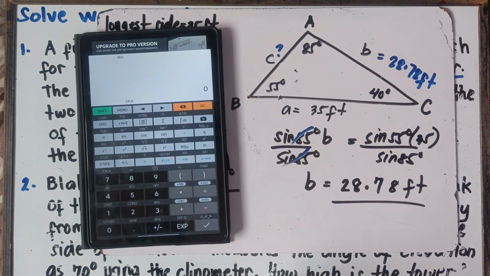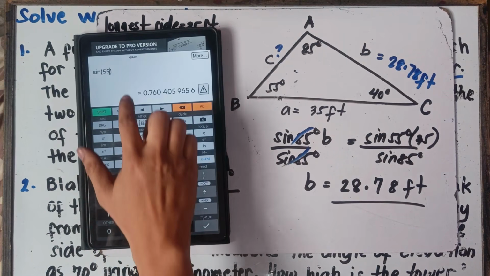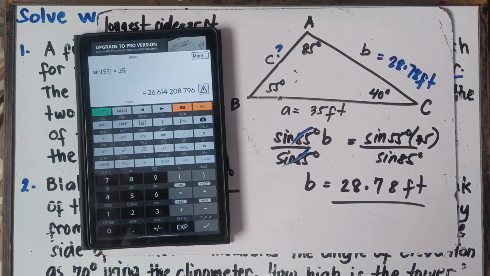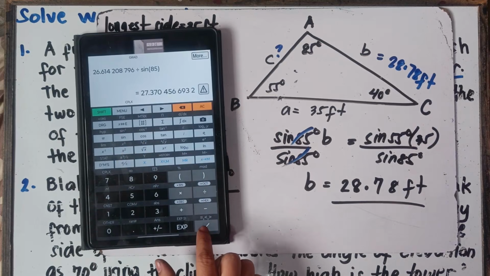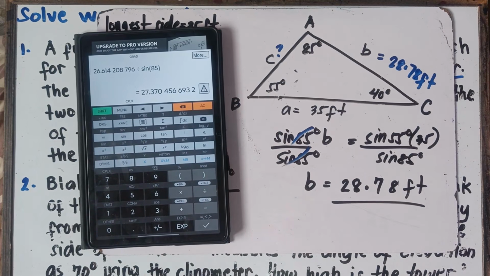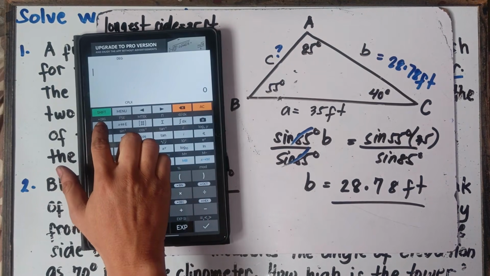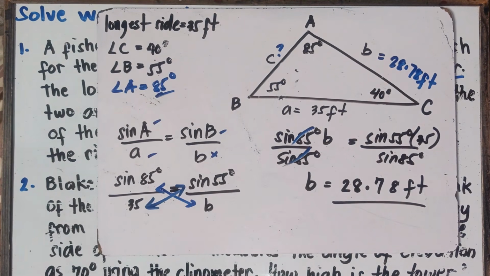Alright, so let's try that one, class. What if the mode is gradient? What will happen, class? Let's try that one. Sine 55, I'm sure, class, you will commit a mistake because you will not have the same answer. So sine 55 times 35 and then divide by sine 85. Check this one out, class. Your answer is not the same. We have 27.37 and you will commit a mistake. So remember that one, class, always change the mode to degree. It's the letter D, class, in your calculator. Alright, so that will be the value of B, 28.78 feet.